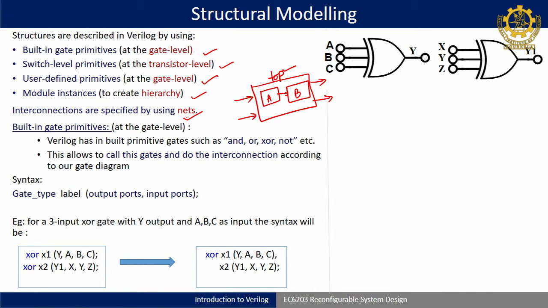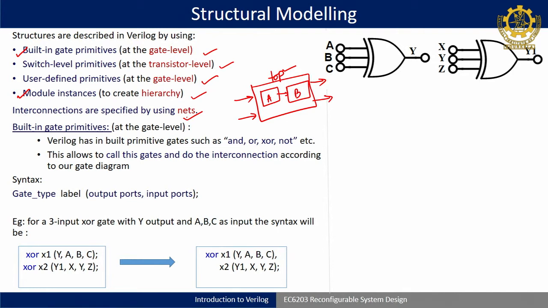Now, in this tutorial I will only discuss two things: one is built-in primitive gate and the other is module instantiation. A basic terminology is that out of these 4 modeling styles, the first and fourth are synthesizable. Are you getting the term?